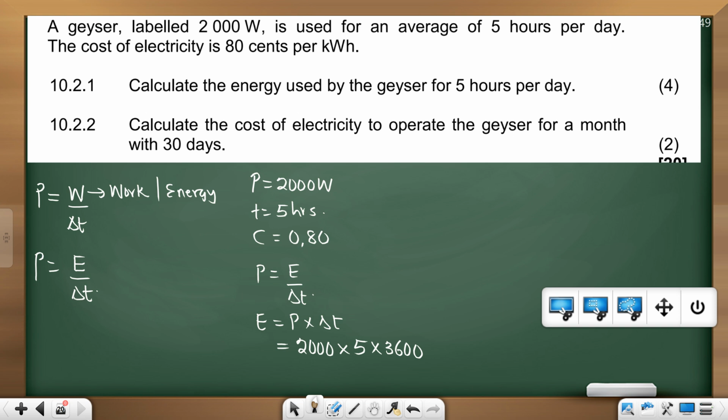I have to convert that back to seconds. The only time I work with hours is when I'm looking for costing. So what's your answer here? I know most of you did not multiply by 3,600. So take note of when. Yes, 2,000 watts times 5 times 3,600, because time is in seconds.